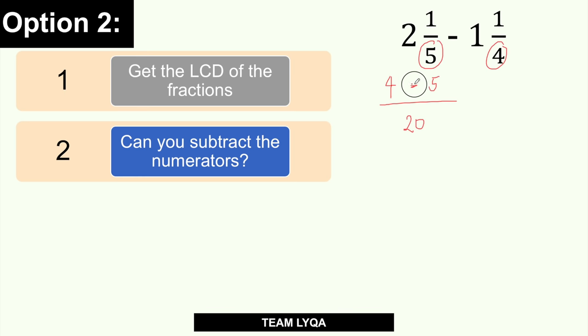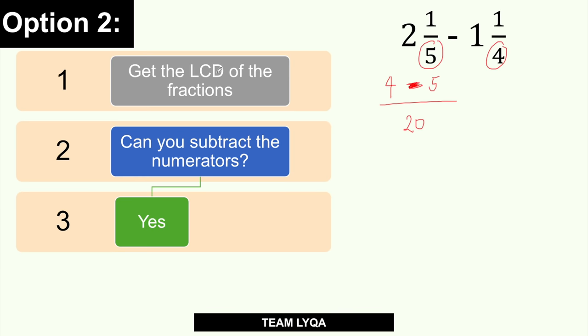If you notice, the 4, the first number, is smaller than the number after it. So, 4 minus 5 is negative, right? So, you cannot subtract the numerators, okay? If yes, it's straightforward, and then you're going to subtract the whole numbers right away. But since you can't do it like that, and the answer is no, you're going to do something different, okay?